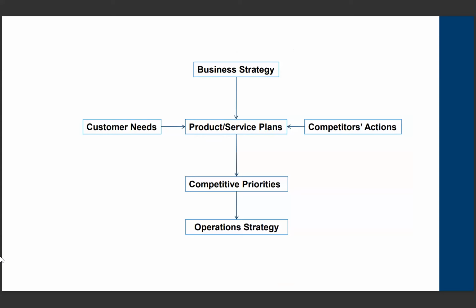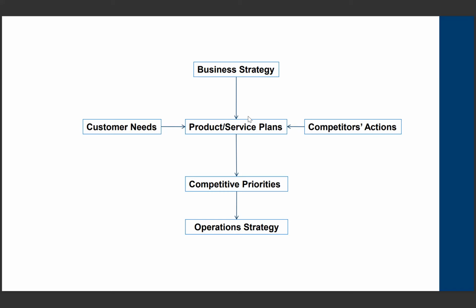In this diagram, when we are making or introducing a product or service, there's a product or service plan. We need to consider consumer needs, competitors' actions, and then the business strategy. In further slides, we'll get into what this business strategy is. And all together, with these three, we are going to make the product or service plans.